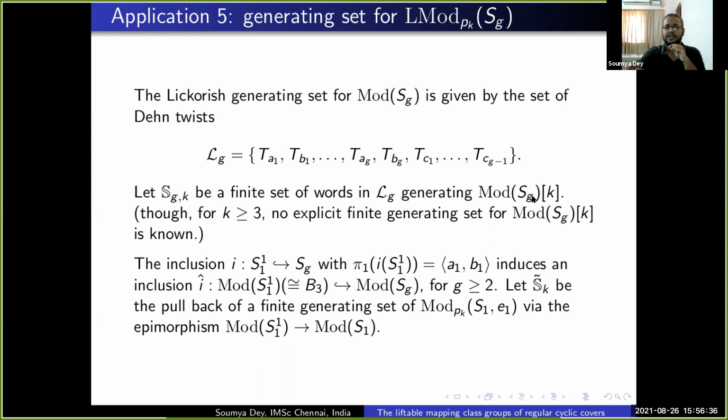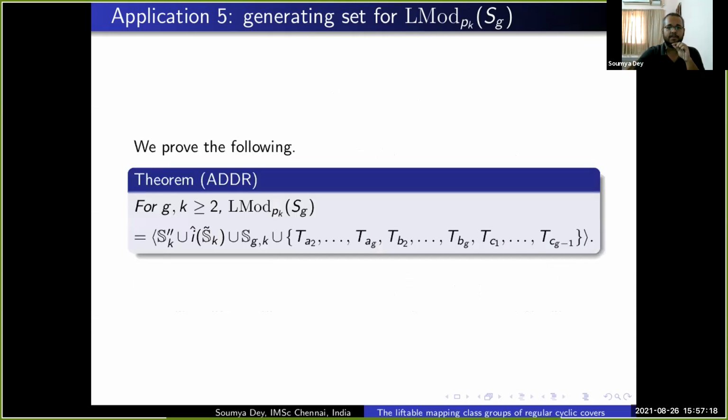But I should mention here, no such explicit finite generating set is known. We are assuming that such a finite set of generators exists. We know it is finitely generated, but again, we don't have an explicit example, so whatever generating set we are dealing with here is not very explicit. We are working on it to make it more explicit in our ongoing work. So for gk greater than or equal to 2, for L mod PKSG, we have such a finite generating set. All of these groups are finite.